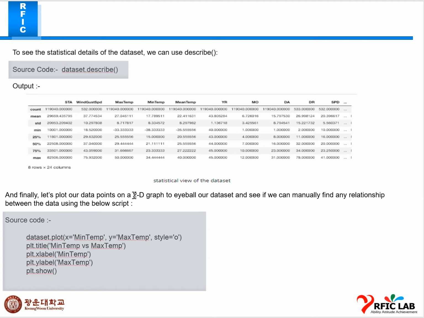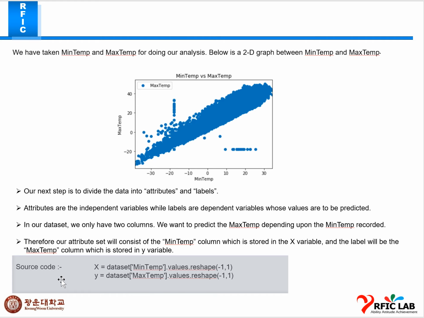When you want to plot a 2D graph or eyeball the data set, you can manually find the relation between the data using the below script. In this we will find the mean. As I said, minimum temperature will be the input and we have to find maximum temperature. There will be a title and labels to define the variables min temp and max temp. Then plt.show is the source code that will explain how to plot the graph. By using the plt function we can plot a graph; the data is read from the CSV file and it will plot the graph.